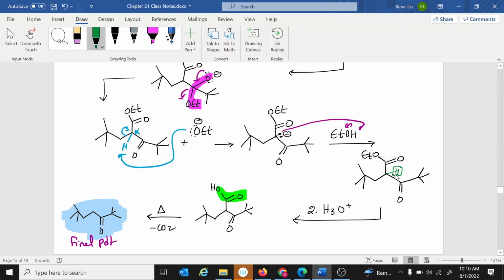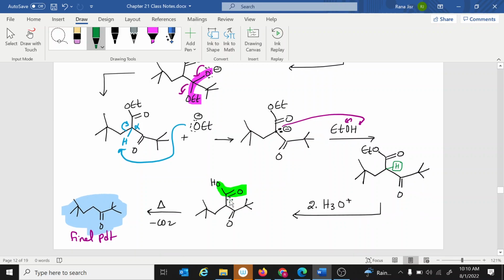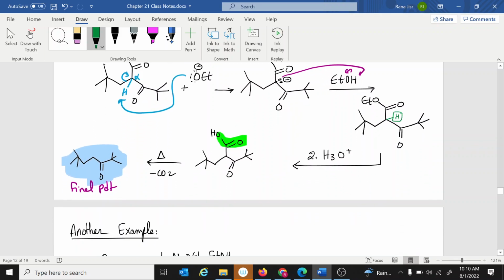Now if you want to go ahead, so this is the end of step one. Now if you want to go ahead and add additional H3O+, this is going to hydrolyze the ester into a carboxylic acid. And then we do heat, you take out the carbon dioxide, and you get your final product.